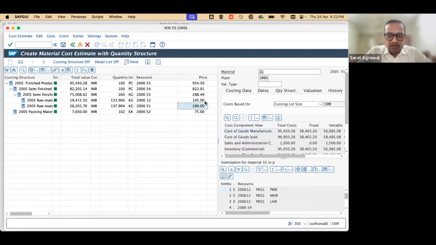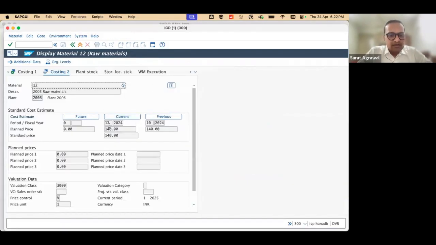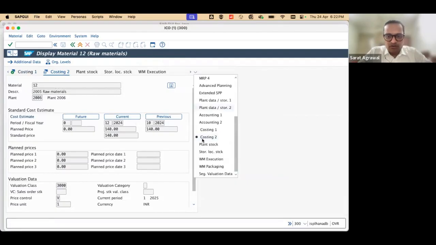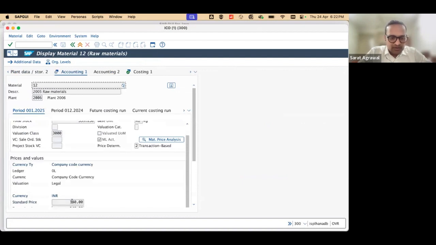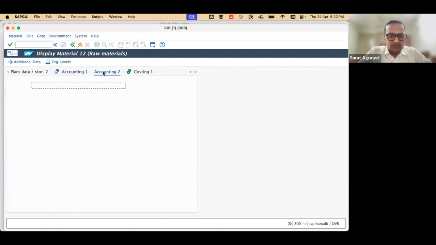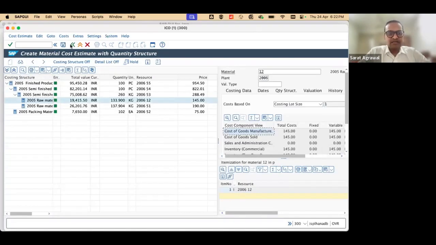At the same time, if we go and check the price of this particular raw material in the material master, it is 140. And also we can go and check in the accounting view. It is 140, but the system has taken the price of 145 from the commercial price 1, where we have stored the simulated price of 145, and hence the system has taken the price as 145.